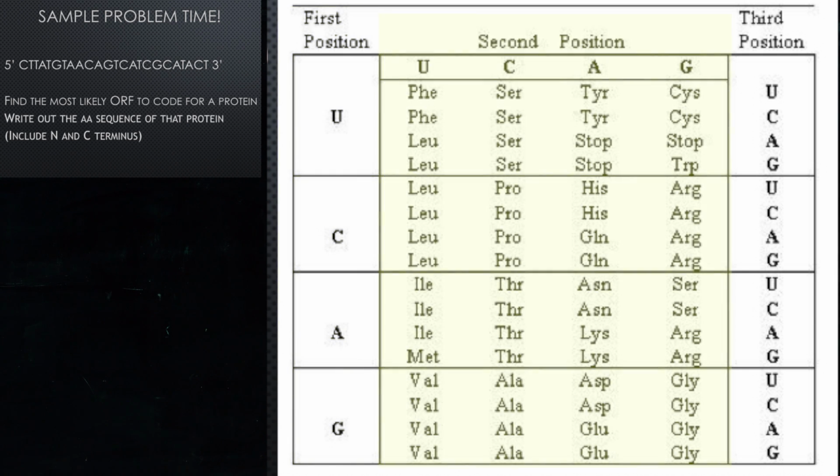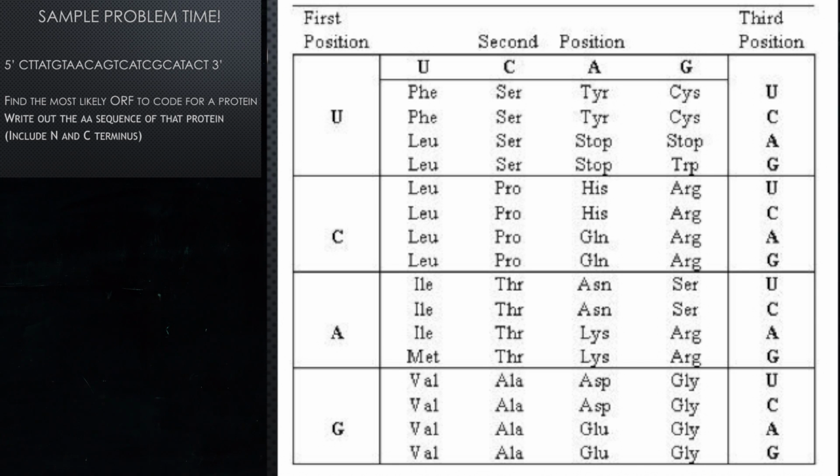Then you go to the top where it says second position, you find the second nucleotide in your codon. That tells you what row you need to be in and then what column. And then over on the far right-hand side, there's another list where it says third position, and that'll tell you exactly which point in that little area you need to be at. That'll tell you which amino acid your little codon codes for. So in this case, ATG is methionine.